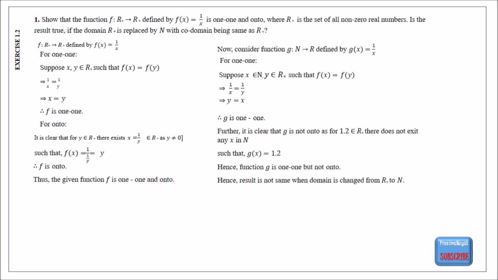So the result is the same when the domain is changed to non-zero numbers to natural numbers. It is 1-1, but the result is not the same because the function is not onto.